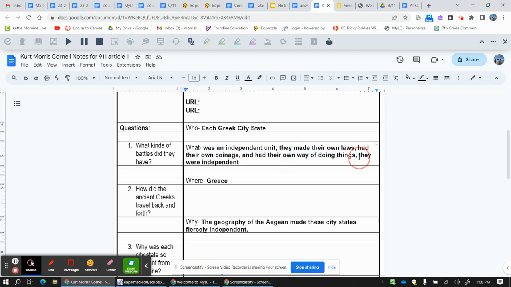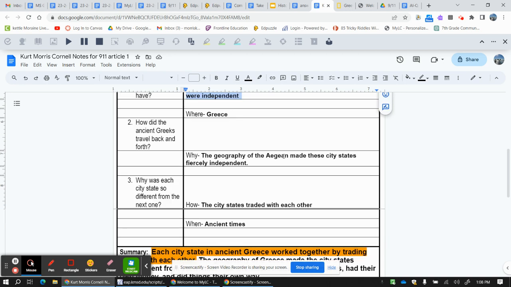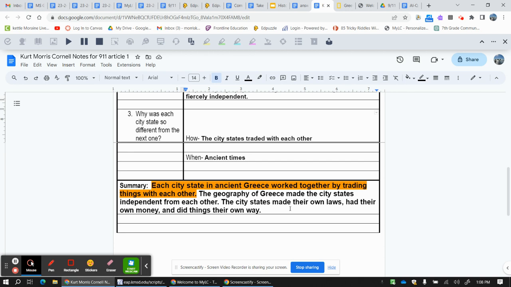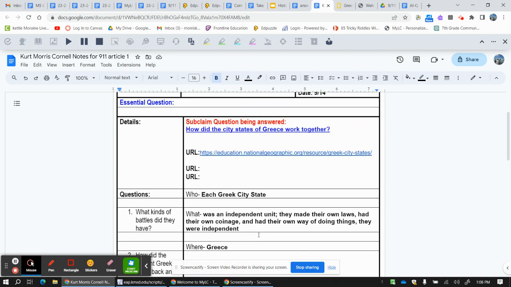I actually cut this off. I used that, but I changed the word to Greece. I added a couple extra words here. And I more or less took this information and I put it in my own words. So that's my summary. So let's ask the question again. How did the city-states of Greece work together? Which is what this part is, right? This is what I was doing.